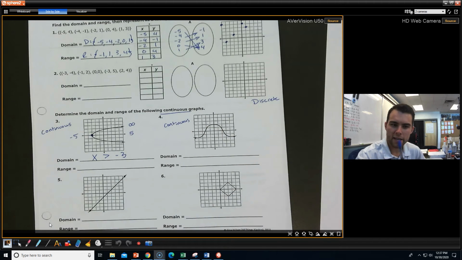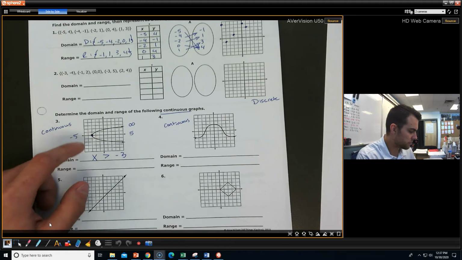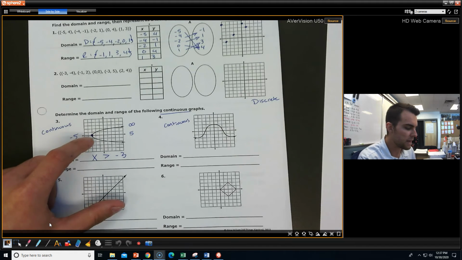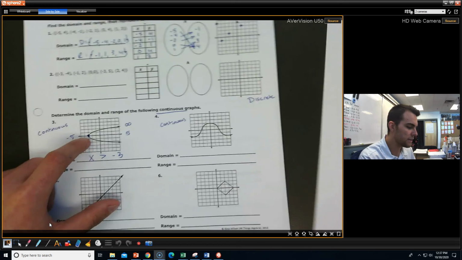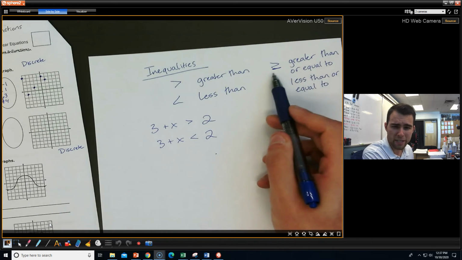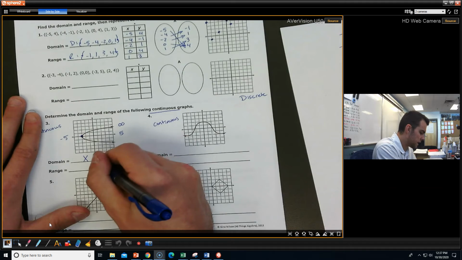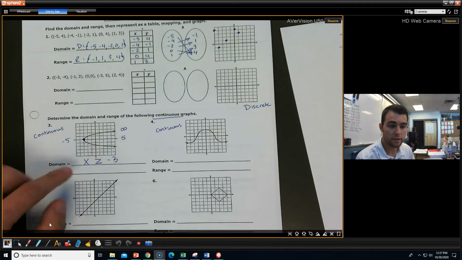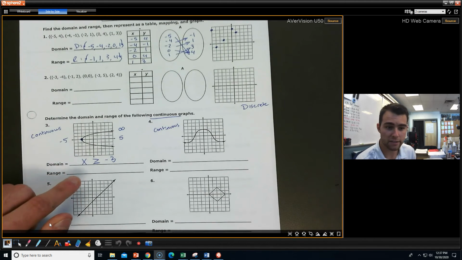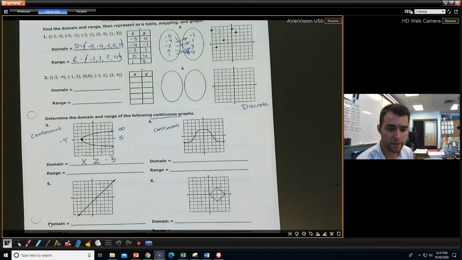Does my domain include -3? Is that one of my x values? And yeah, actually it is. So if it includes it, I might want to fix this a little bit. It's greater than or equal to. So I need to include this little guy down here. Okay? That's my domain of this graph. That's the only way I can represent it without trying to list it out. Okay? What about my range? All right?